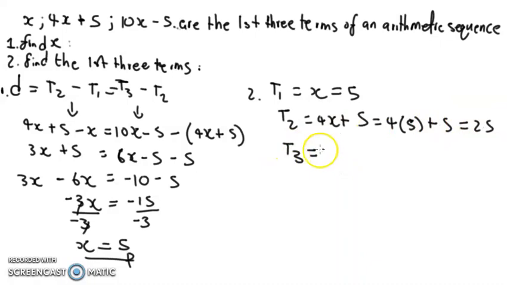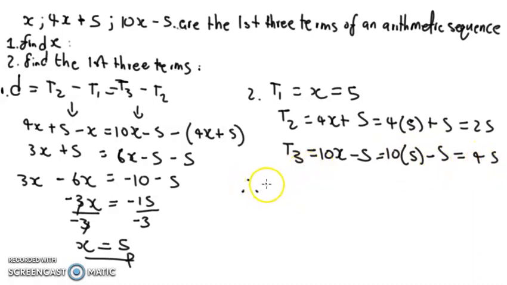T3 is 10x minus 5, because that's the third term. And x, of course, is 5. So this is 50 minus 5, which is going to be 45. Therefore, the first 3 terms will be 5, 25, and 45. That's how we're going to do it. Now let's go to the next question.